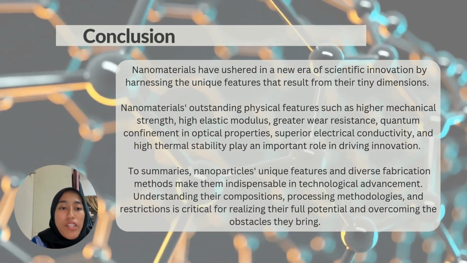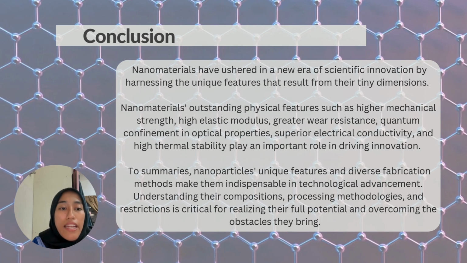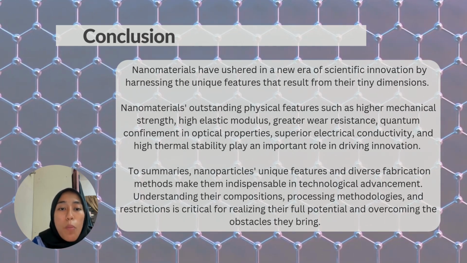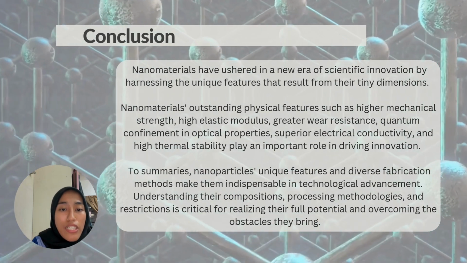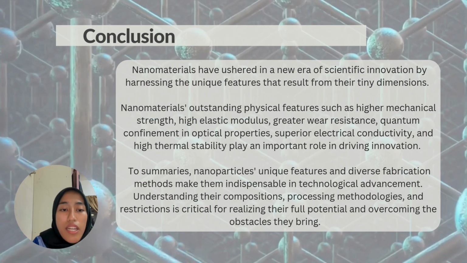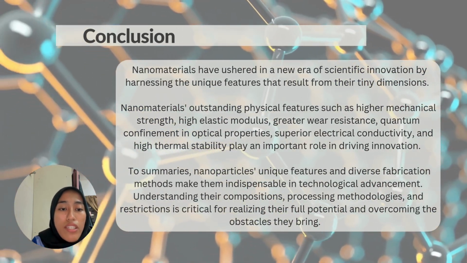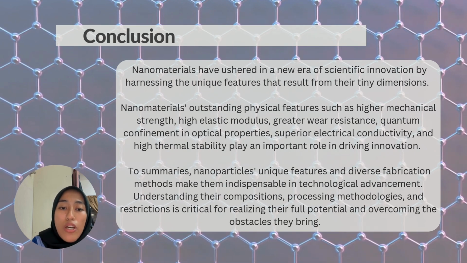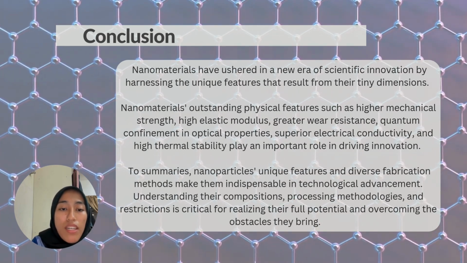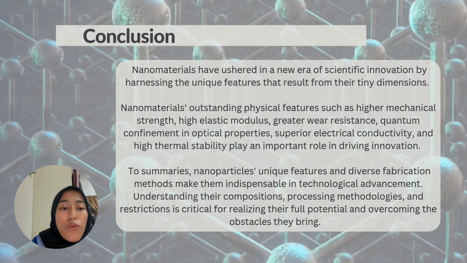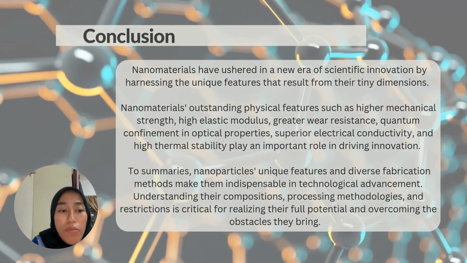So, for the conclusion, nanomaterials have ushered in a new era of scientific innovation by harnessing the unique features that result from their tiny dimensions. Carbon-based, metal-based, semiconductor and polymer-based nanomaterials all provide significant advantages that are used in a variety of applications in medical, electronics, energy, and environmental science. Nanomaterials' outstanding physical features such as higher mechanical strength, high elastic modulus, greater wear resistance, quantum confinement in optical properties, superior electrical conductivity, and also high thermal stability play an important role in driving innovations. These features are due to their high surface-to-volume ratio and distinct atomic configurations that differ greatly from those found in bulk materials.